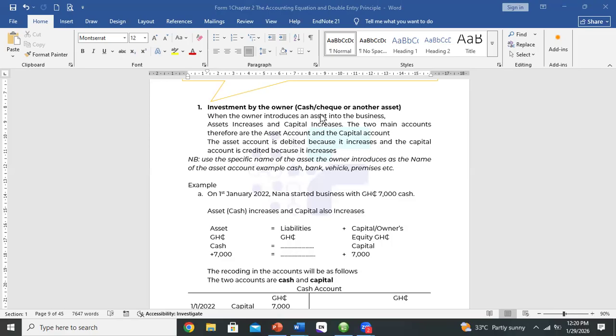Another asset means the person did not bring cash or any money in the bank or check, but probably the person bought land, a vehicle, a premise, or anything. So if the owner introduces any investment or starts the business with any resource, you can understand that the business will be getting an asset. So an asset will increase. And again, the capital will increase. What is capital? The investment the owner is making in the business. So for example, Mr. Ebenezer Ewammoa is a business.